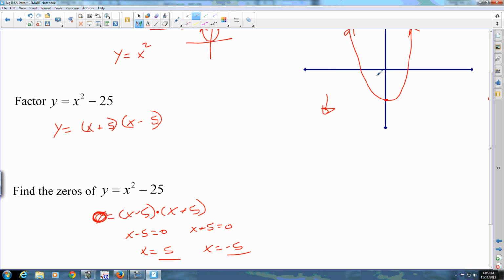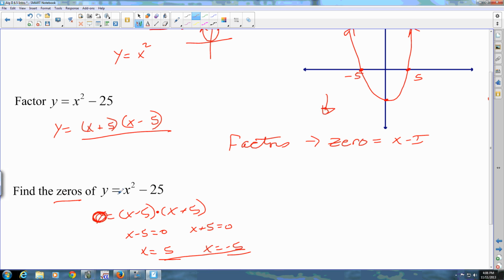Now, looking at the picture, what those things correspond to are your x-intercepts. So again, this is an example of where you use the factors to find your zeros, which are your x-intercepts. So the factors are connected to the zeros, which are the same thing as your x-intercepts.